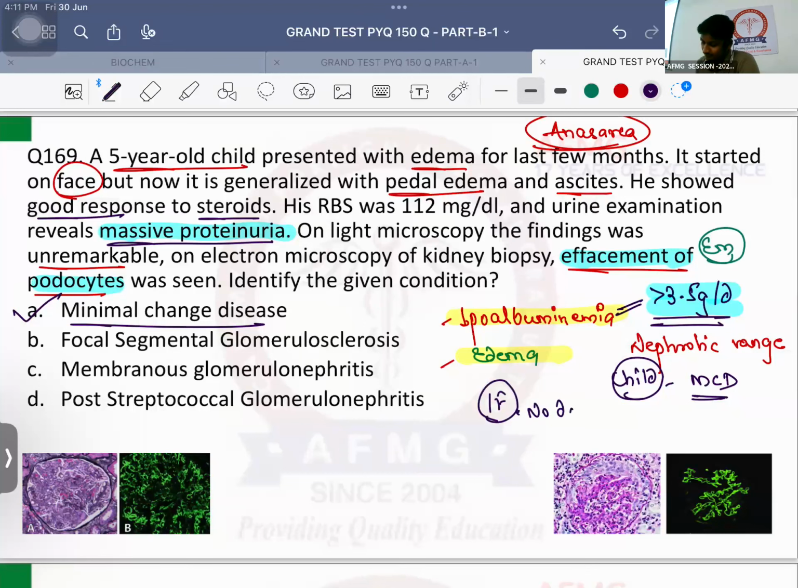Immunofluorescence in MCD shows no deposits. Therefore, it is called nil lesion disease. Please remember that. Okay? What is the drug of choice? Steroids. Okay. You start steroids in the patient.